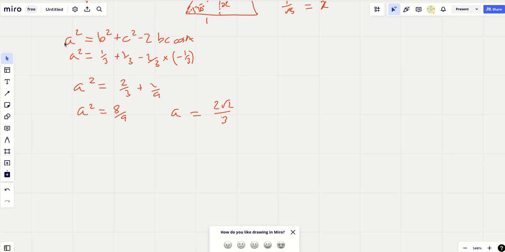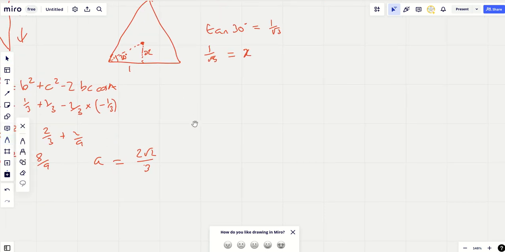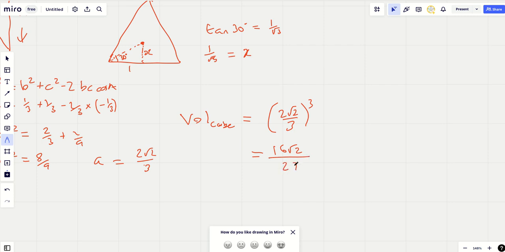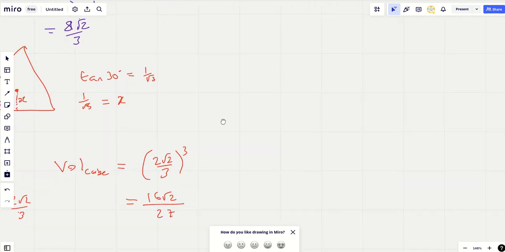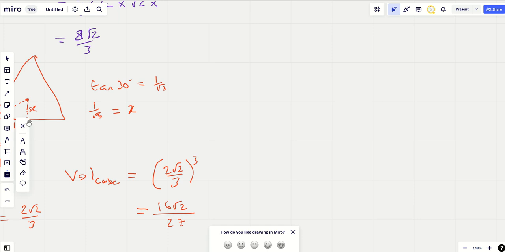Cool. Okay, all we need to do now is work out the volume of the cube. That's going to be equal to 2 root 2 over 3 cubed. And so you're going to have, what have we got here? 8 times by 2 root 2, so that's 16 root 2 over 27. Yeah? So the ratios are 8 root 2 over 3 to 16 root 2 over 27. I'm going to do big to small because I think that's what I asked for in the question. And then we're just going to simplify.